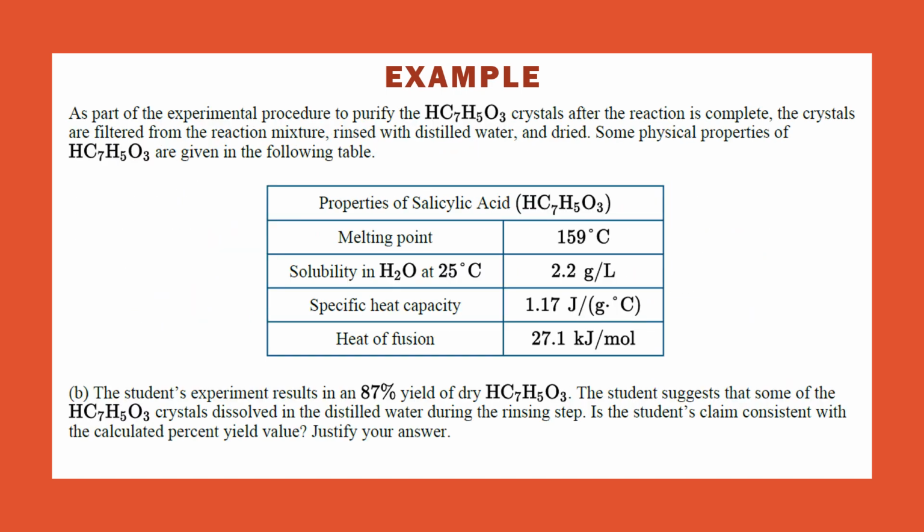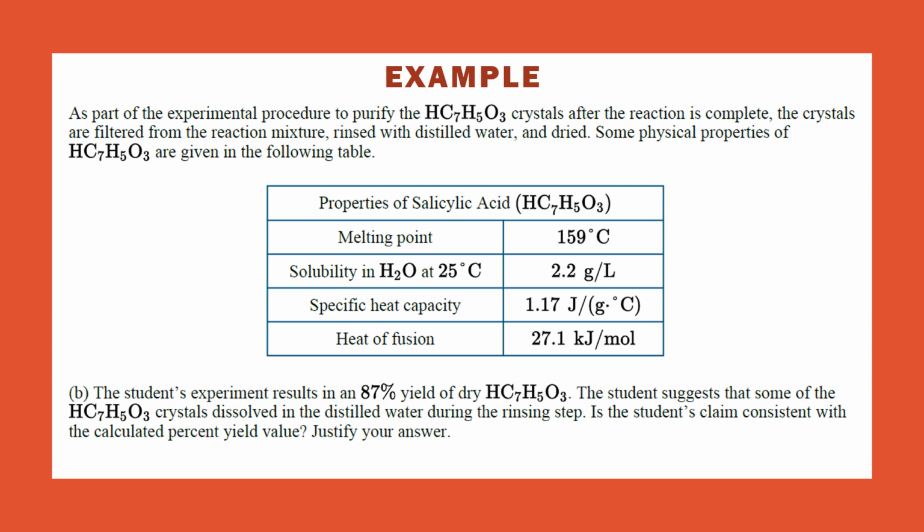Okay, so now we're going to purify those salicylic acid crystals, and you're going to filter it from the reaction mixture, rinse with distilled water, and then dry it. And they give you the following table, and we have an 80% yield of the dry salicylic acid. So the students suggest some of them dissolved in distilled water during the rinsing step, as the students claim consistent with the percent yield. So yeah, it is consistent.